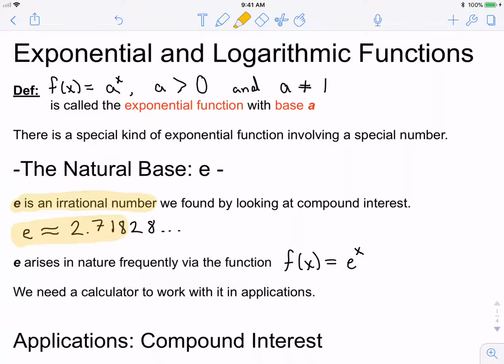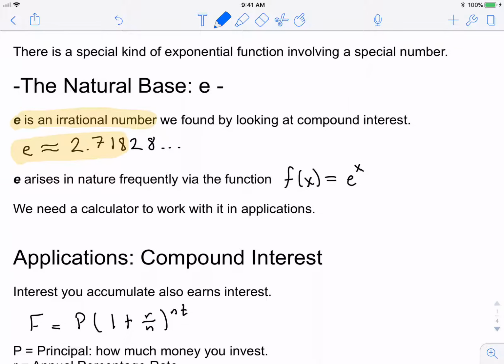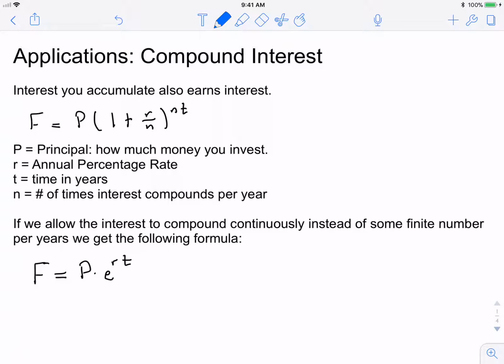Now, how does this relate to compound interest? Well, to understand that, we'll need to understand what compound interest is. Compound interest is when we invest money and that accumulates interest. Then we take the interest and we sort of throw it back into the pot, and the interest starts to accumulate interest, which accumulates more and more and more. And so our interest is actually growing our money faster and faster.